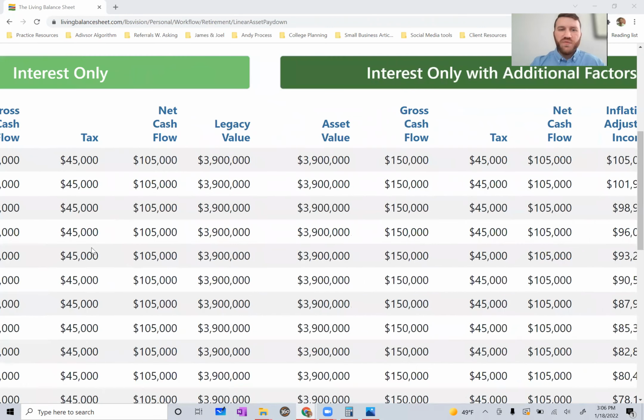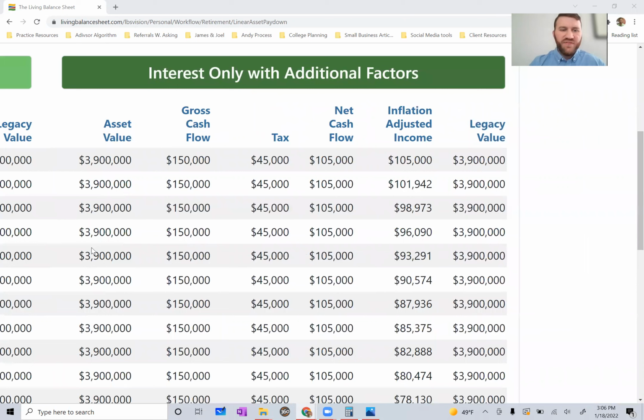I'm going to show you one consideration being inflation. So that second to last column shows you the inflation adjusted income. This is just accounting for the loss of purchasing power over time. $1 today is not going to purchase as much in 10 years. And so this shows you what $105,000 would actually feel like from a spending standpoint into the future. That's the 85,000, 82,000, etc.